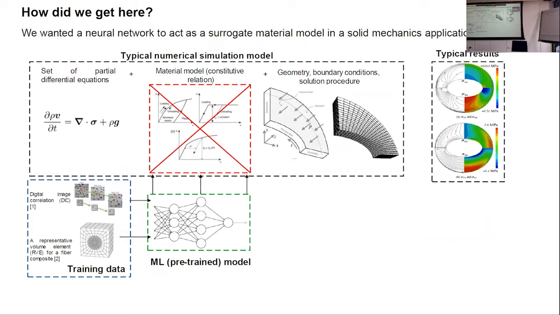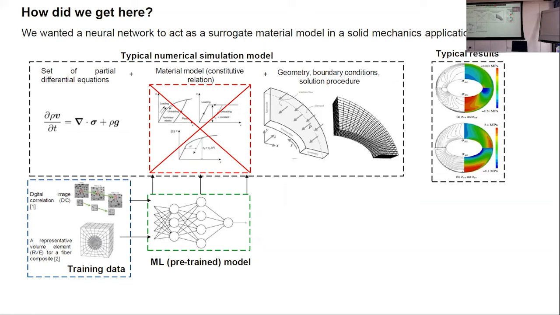How did we get here? That's a typical question. Why are you doing this? The reason is that we are working on a solid mechanics project. In solid mechanics, to solve the momentum equation, we need to provide closure by embedding a material model or a constitutive law, which is basically a relation between some variables.